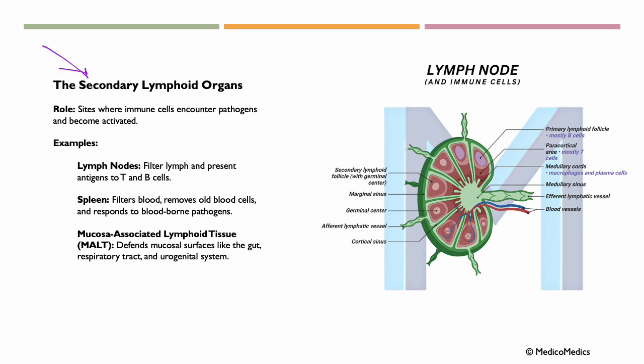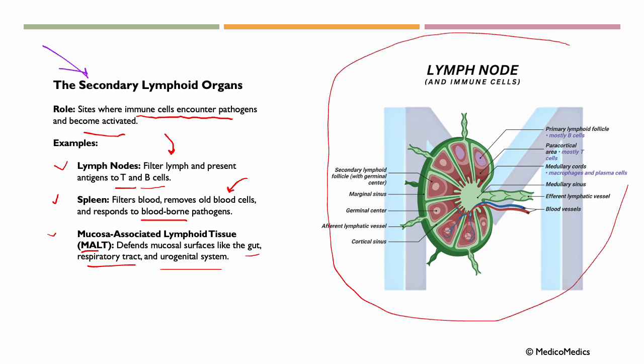Then we have the secondary lymphoid organs. These are sites where immune cells encounter pathogens and become activated. For example, we have lymph nodes. These filter lymph and present antigen to T and B cells. We have the spleen, which filters blood, removes old blood cells, and responds to blood-borne pathogens. And then we have the mucosa-associated lymphoid tissue, or MALT. This defends mucosal surfaces like in our gut, our respiratory tract, and urogenital system.